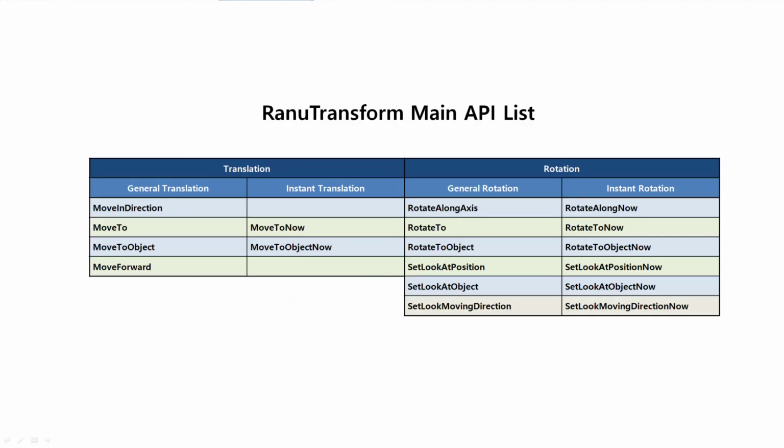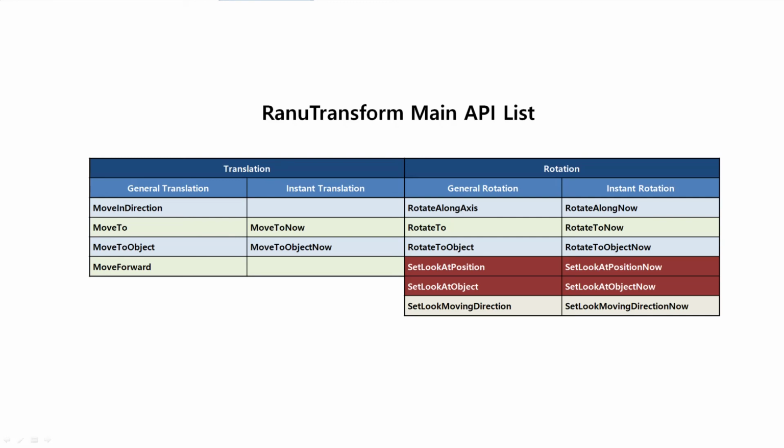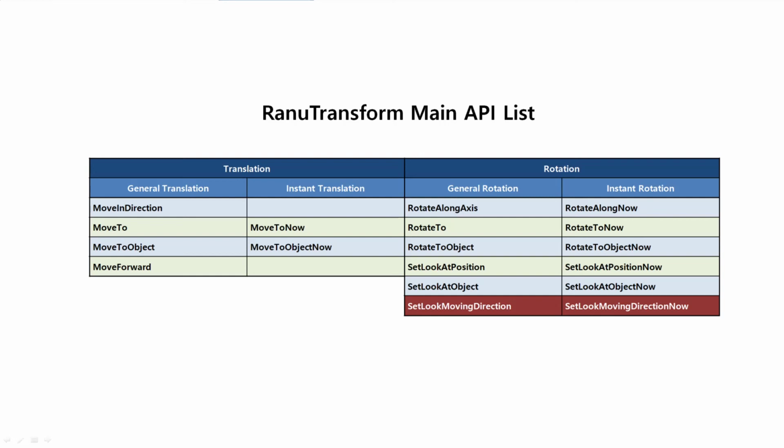RanuTransform supports some API methods to move or rotate the objects. You may know that rotation is more difficult than translation because you should treat the quaternion operations. It supports the rotation around the assigned axis, the rotation to make the object look at the assigned position of object, and the rotation to make the object look at the moving direction. Developers can implement the rotation with angular velocity, angular acceleration, as well as instant rotations. As you can see in the table, you may easily find the appropriate API methods with their names.